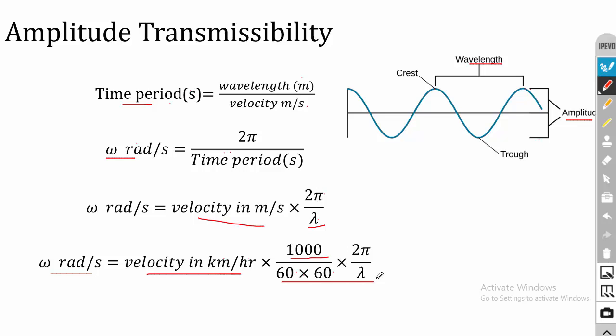Whenever you are calculating the natural frequency or forced frequency in the case of vehicle speed, you have to provide the solution in kilometer per hour. So if you want to convert the radian per second into kilometer per hour, you can use this relationship.